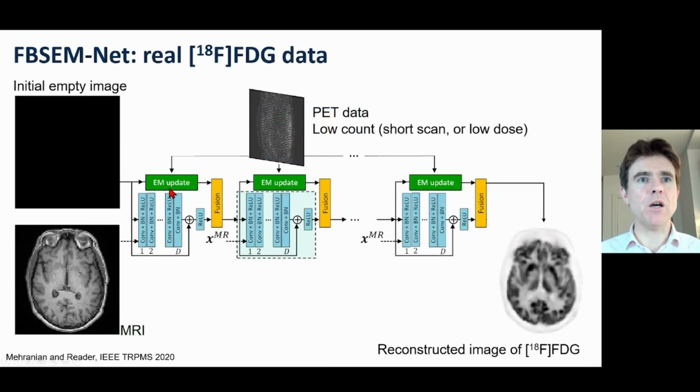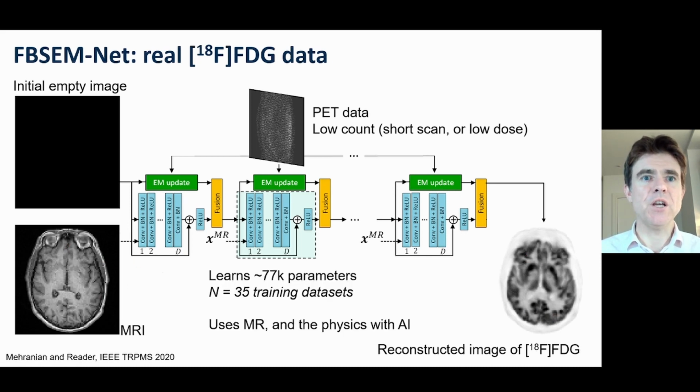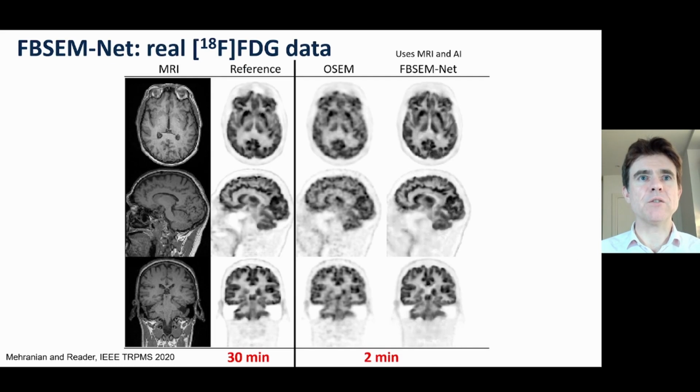If we do that, this is the spelling out of the architecture for the CNN. Again, it's just that cascade of operations with the database update using the MR information as well. We can get quite an improvement in image quality. This, though, only needs 77,000 training parameters, not the much larger network we saw before with DeepPET, and only 35 training pairs, nowhere near the huge number required for DeepPET.